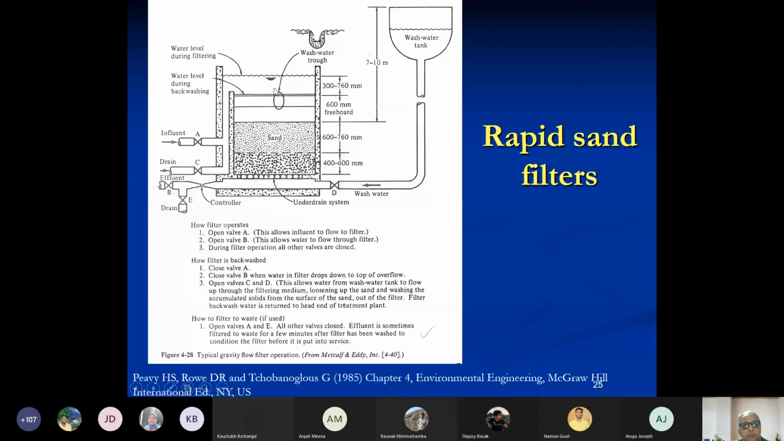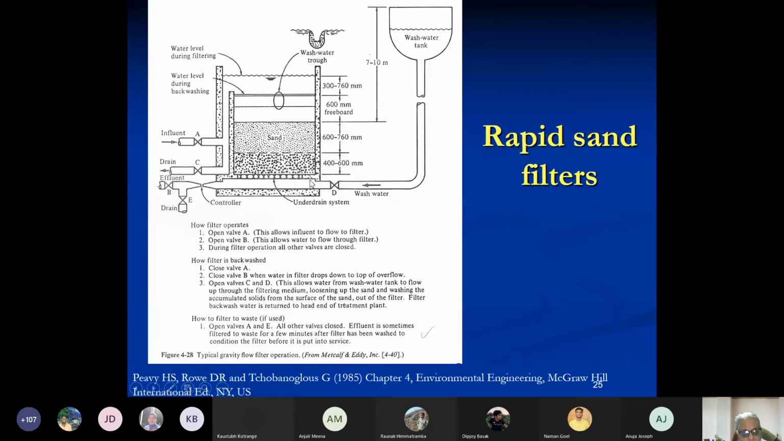Okay, so because of the hydrostatic pressure, this water will be pushed through the filter. During operation, A is open and your clarified water, which is coming out at the bottom, is the effluent in this particular schematic, and A and B both are open. So while the filter is operating, all the others, C, D and E, are closed. A and B are open.